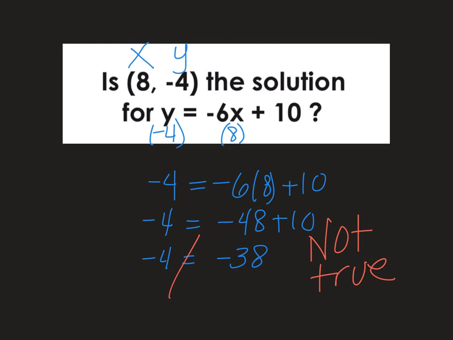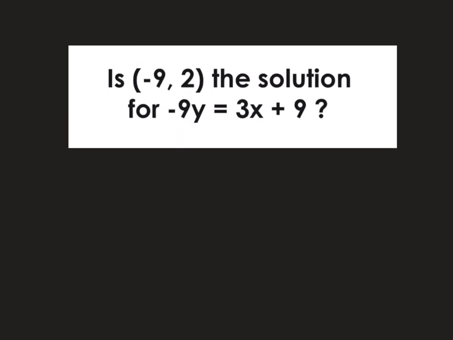So again, all we're doing is substitution to see if we have true values for x and y. Again, we have an x value and a y value. The y here is going to be the 2. The x is the -9. So let's see what we have going on here.